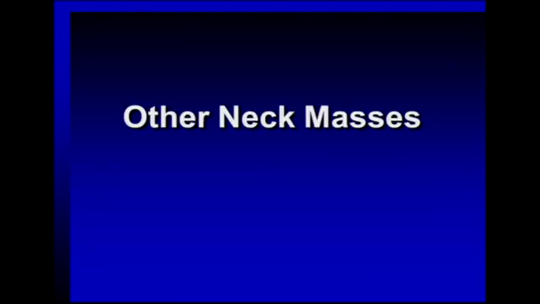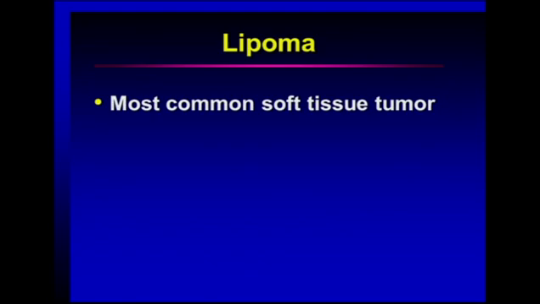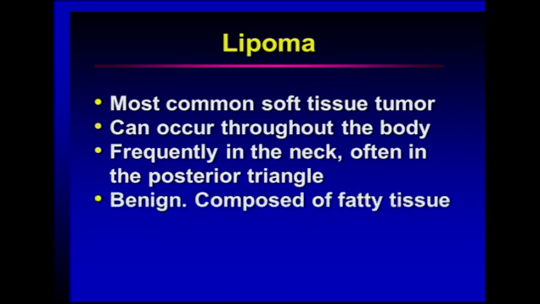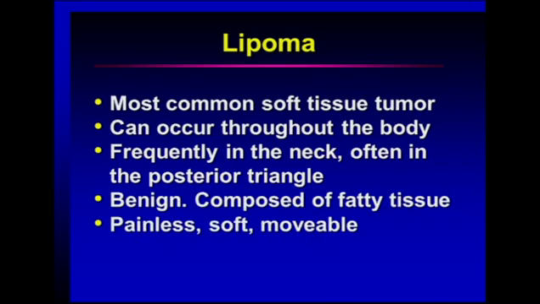So we've talked about several types of neck masses that occur in typical locations. In the last few minutes, we'll talk about 3 masses that can occur in variable locations within the neck. One is a lipoma. Certainly we've all seen these sonographically. They're very common soft tissue tumors. They can be anywhere in the body, but frequently are found in the neck, often in the posterior triangle. They are benign, composed of fatty tissue.